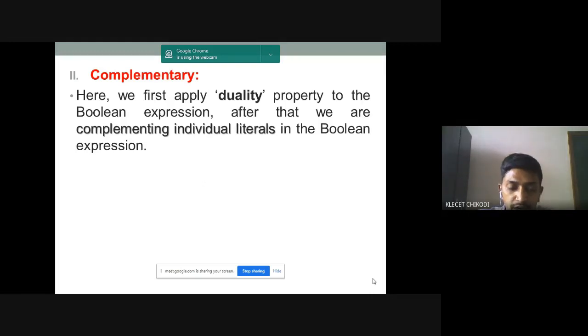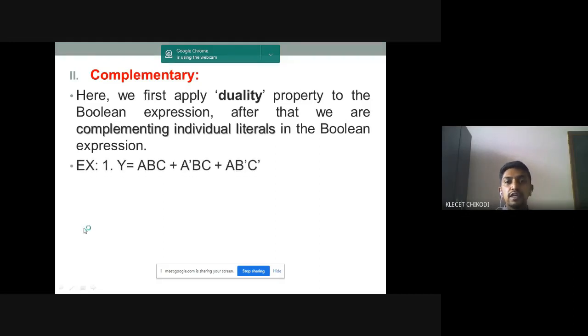If they have given one Boolean algebraic function and they have told you to apply the complementary property for that particular Boolean algebraic equation, the first step will be here also. You have to apply the duality property. We first apply the duality property to the Boolean expression. After that, we are complementing the individual literals or the variables in the Boolean expression.